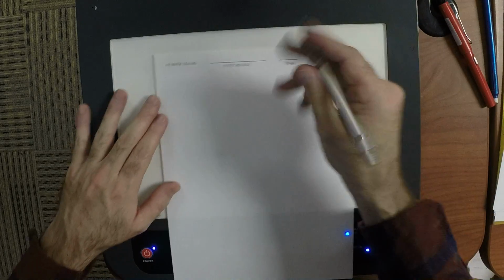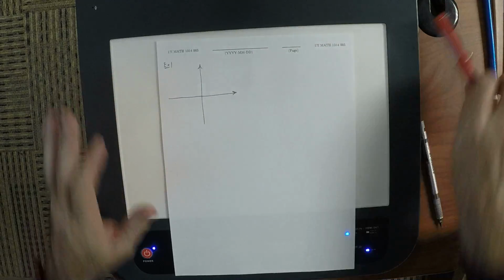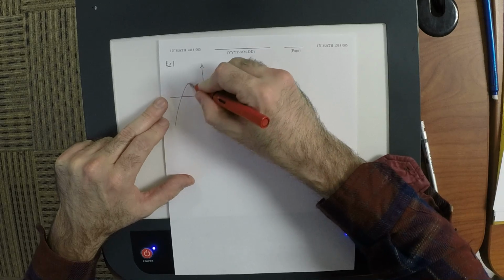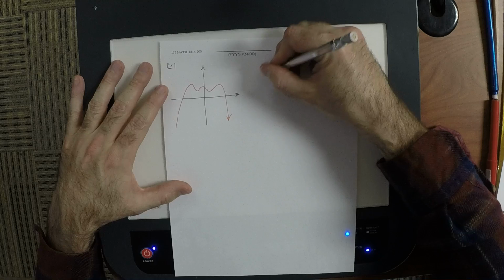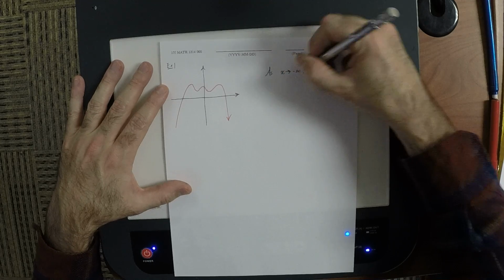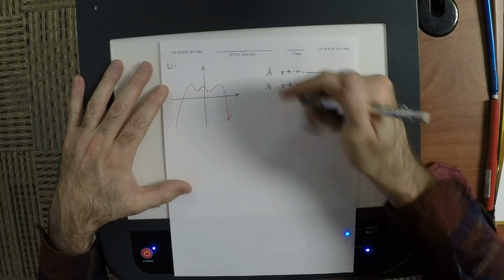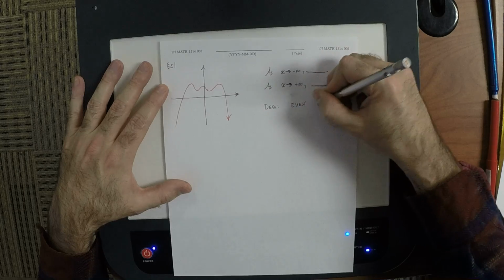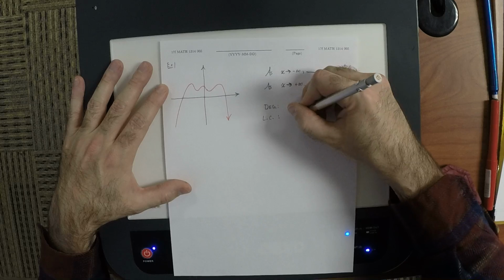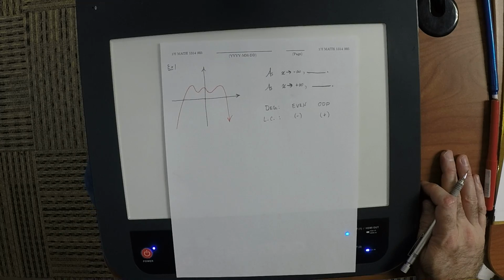So how about, for example, here's a plot. Something like that. And then I say, okay, as x goes to the left, blank, as x goes to the right, blank. And then the degree: is it even or odd? And the leading coefficient, is it negative or positive?